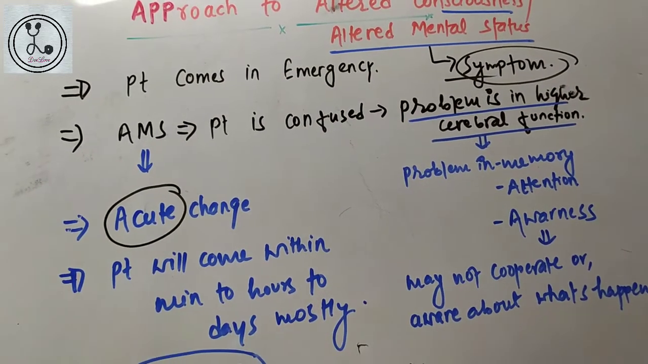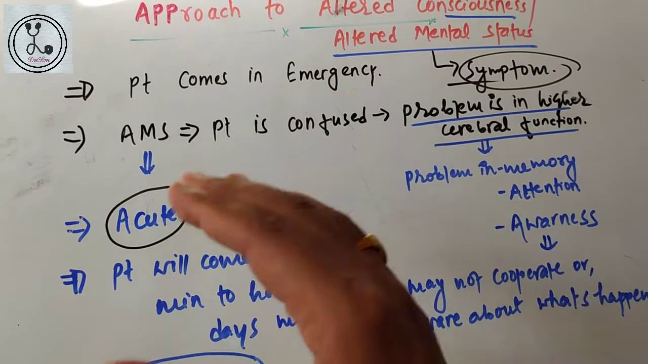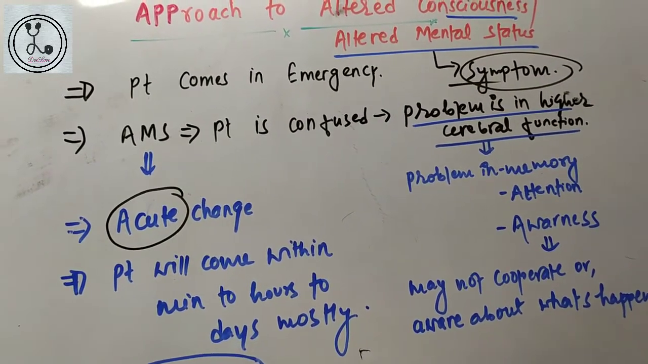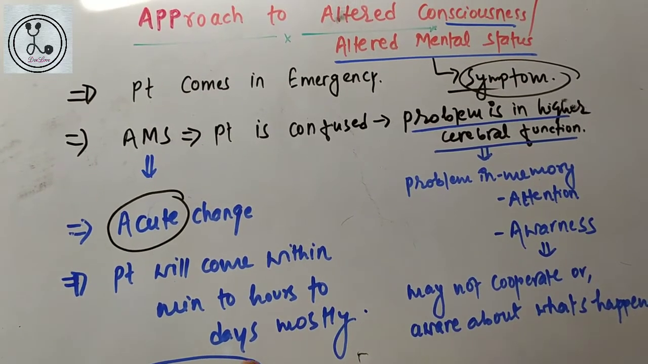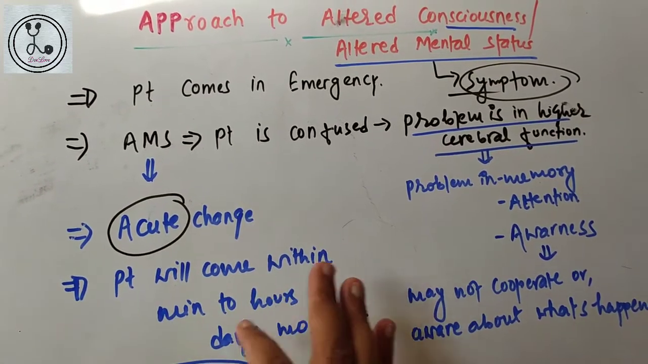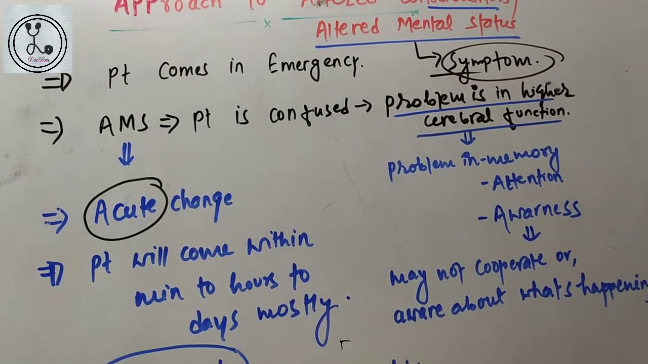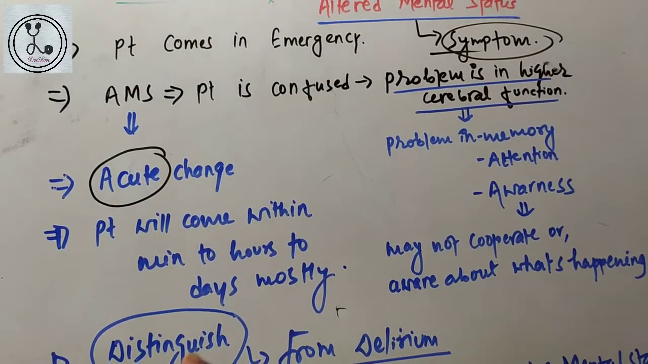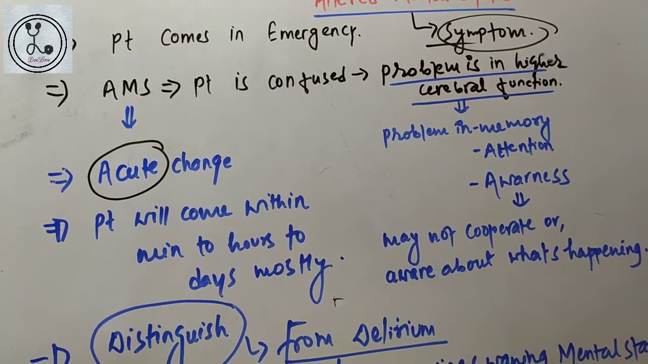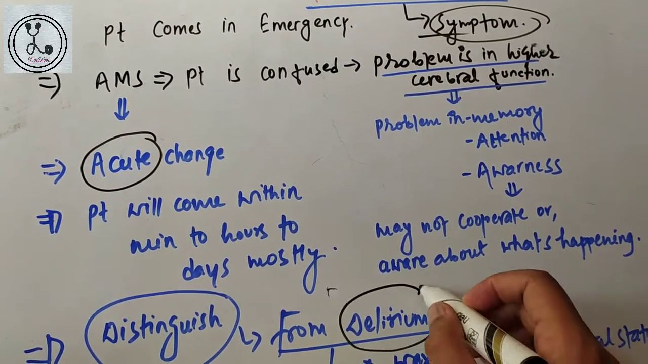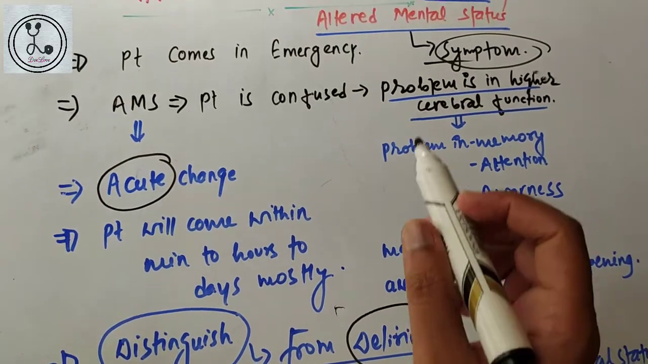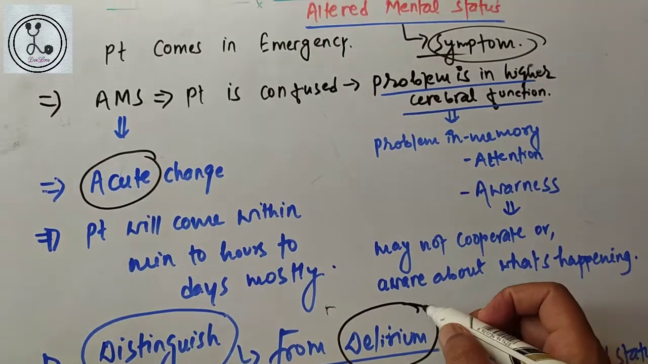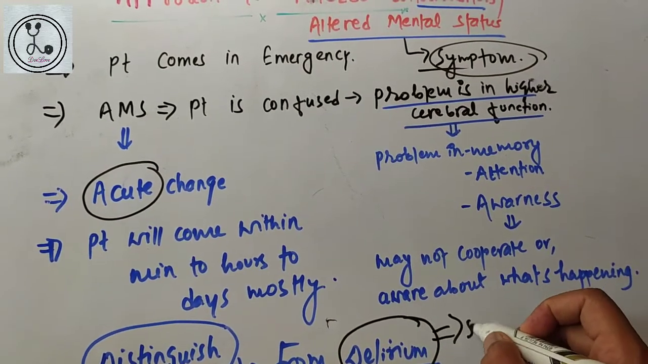The patient with altered mental status will come within minutes to hours to days, but mostly within hours, so we can say that the problem is acute. There is another term known as delirium, and one should know the difference between altered mental status and delirium. Delirium is actually a slow process.